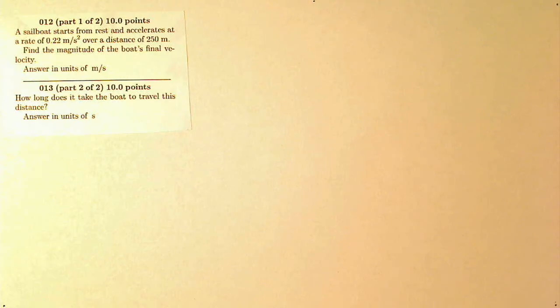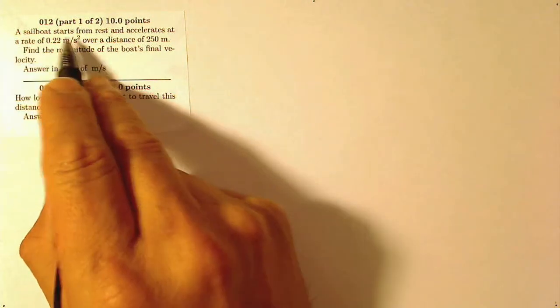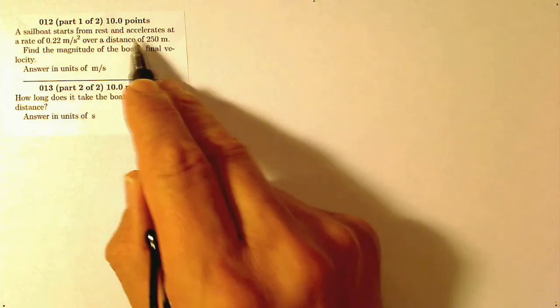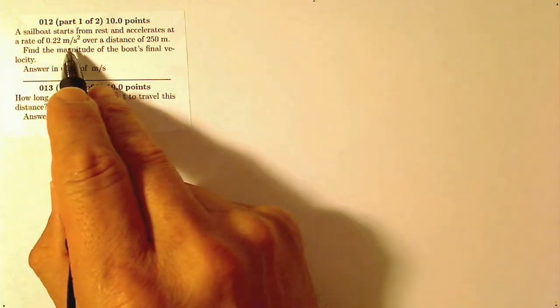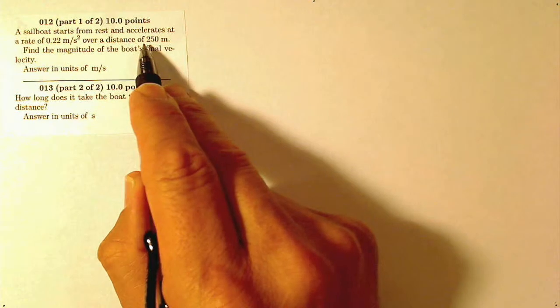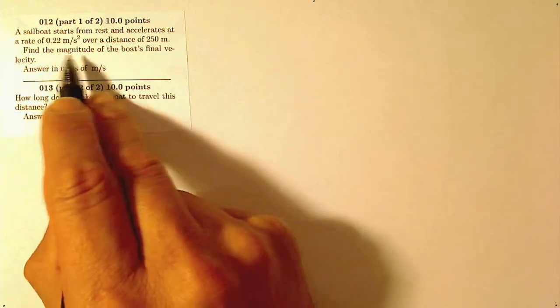This is AP Physics, assignment 2.3 for 4 equations of motion. This is a two-part question, questions 12 and 13. 12 says, a sailboat starts from rest and accelerates at a rate of 0.22 meters per second squared over a distance of 250 meters. Find the magnitude of the boat's final velocity.